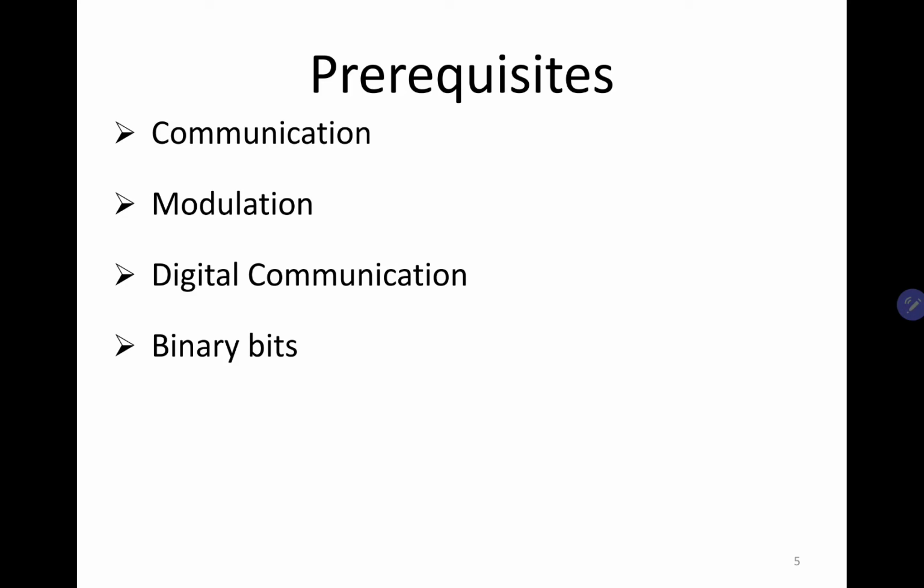The prerequisites for this particular session are: we should know the meaning of communication. Communication means sending the information from one place to another through various modes. Then we should know what is modulation. Modulation is varying certain parameters, like the amplitude or other parameters of the information signal, in accordance with various parameters. It could be the amplitude or the frequency or the phase or even the pulse also. Then we should know what is digital communication and of course binary bits.